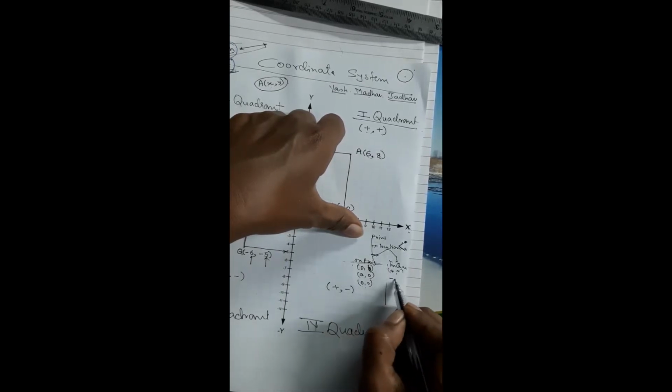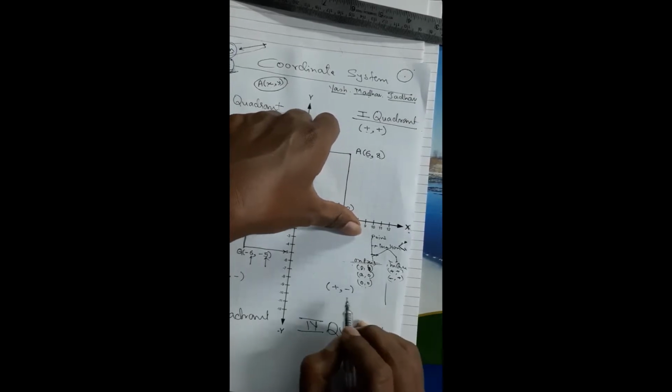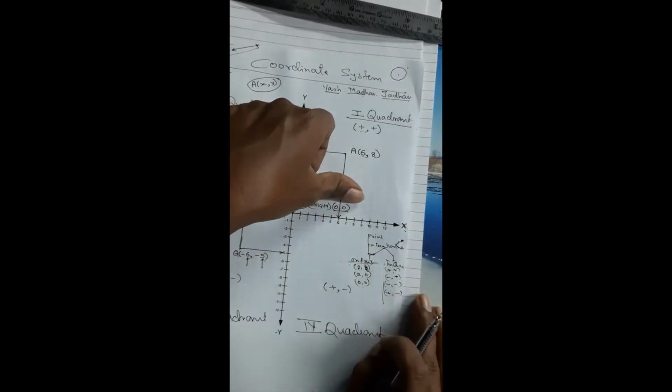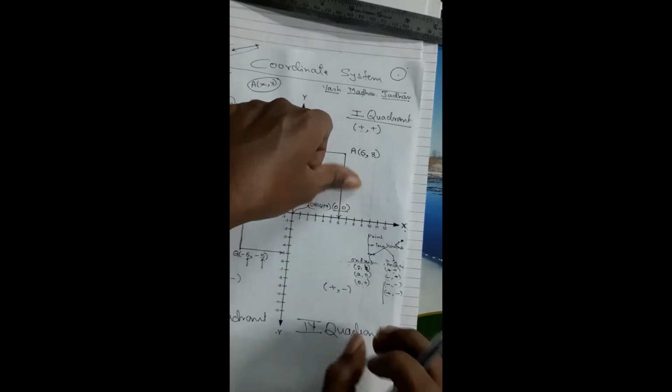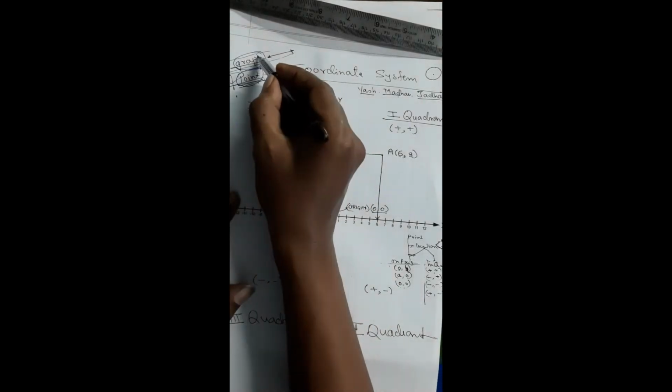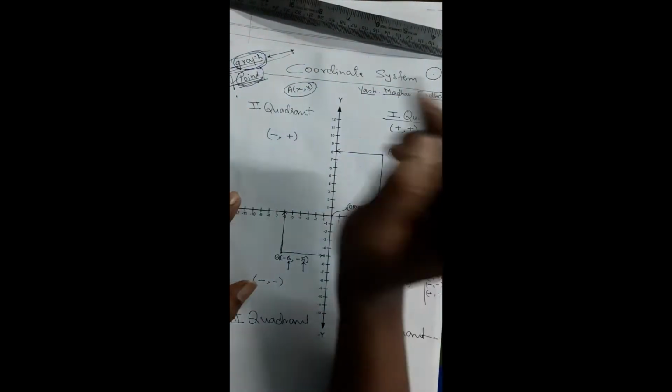If the x coordinate is positive and the y coordinate is negative... if the x coordinate is negative and the y coordinate is positive, then the point is lying in the second quadrant. When both the coordinates are negative, then it is lying in the third quadrant. When the x coordinate is positive and the y coordinate is negative, that means it is lying in the fourth quadrant. These are the set of rules that we have to understand when we are talking about a point on the coordinate system. Now we have to understand graphs, which is your topic over here.